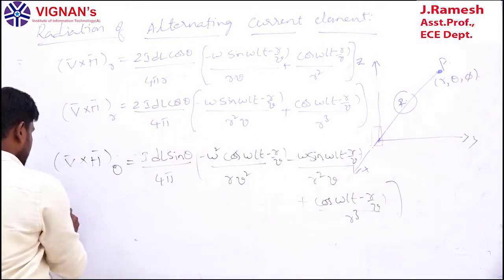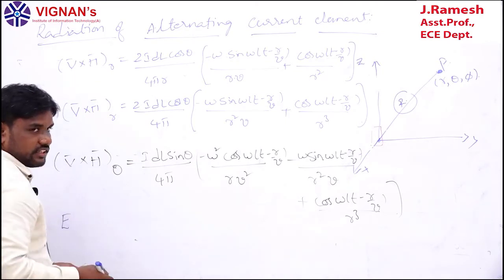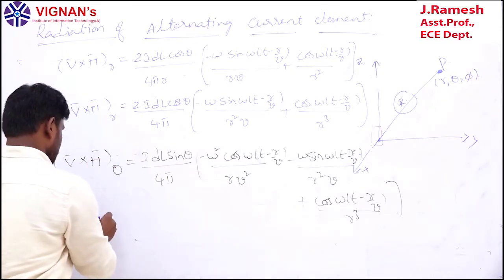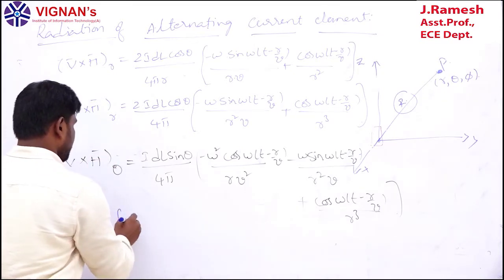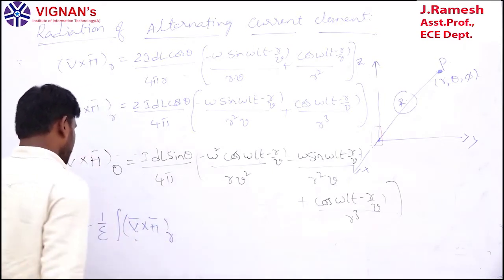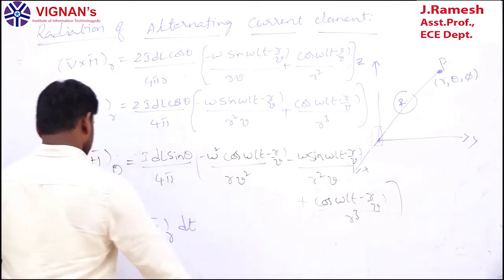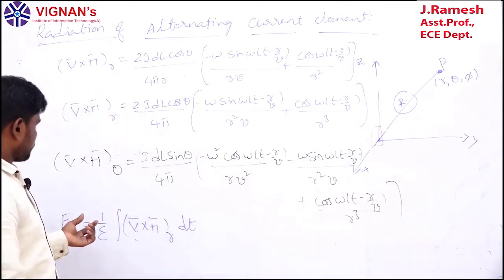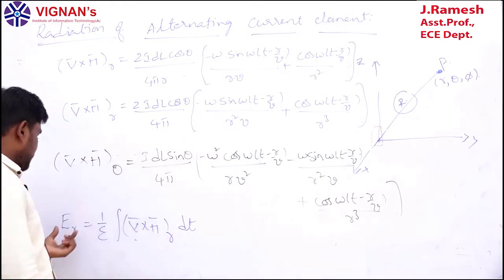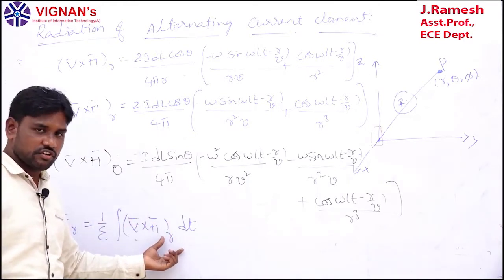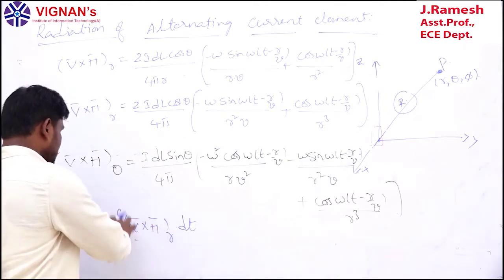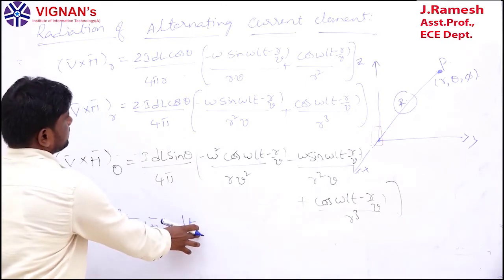So the ER component, I can write from the above expression, is given by 1 by epsilon into the integral of the R component of del cross H bar into dt. This is what I wrote earlier. If you need the ER component, you have to take the R component in the curl of H. If you need the E theta component, you have to take the theta component in the curl of H. So now we have this, and I just have to integrate it with respect to t.